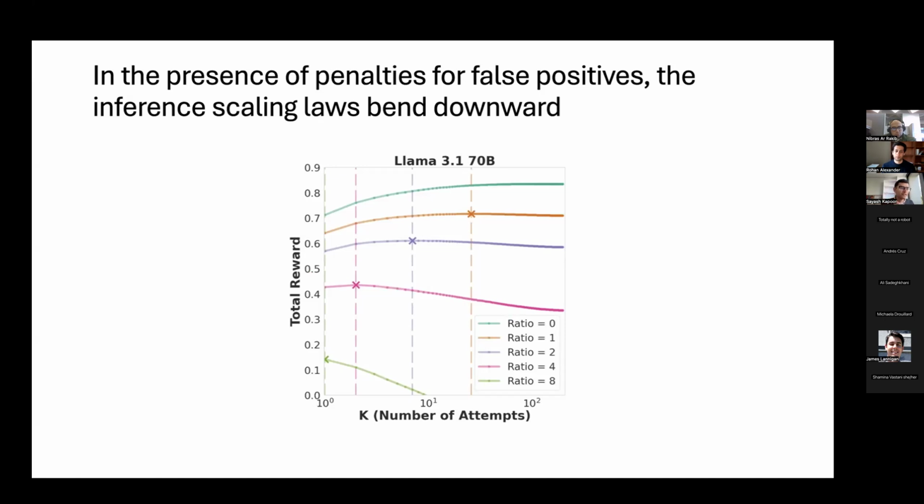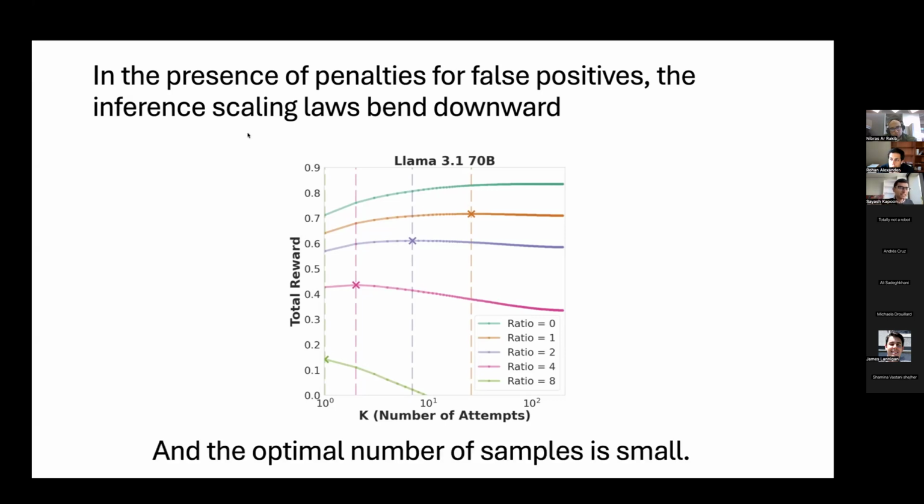So even if we have zero computational cost, even if resampling from a model is free, the optimal number of times you should resample becomes finite. And in fact, as we increase this penalty, as the cost of false positives goes up, this optimal number of samples keeps decreasing to the point where for a ratio of 8, and this is for HumanEval, the number of optimal attempts is just 1.